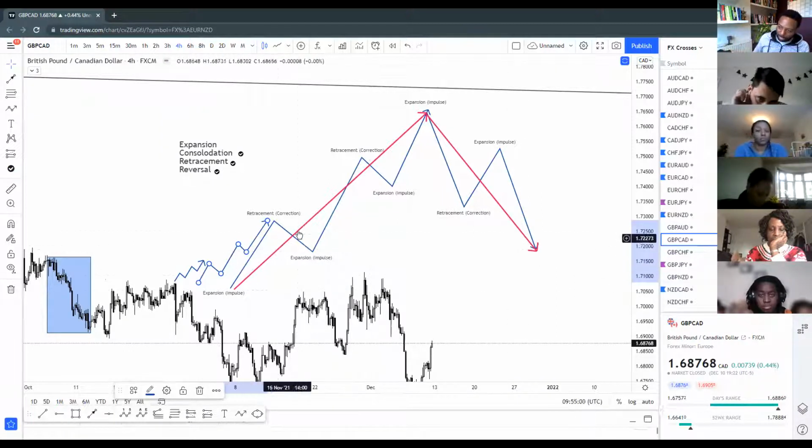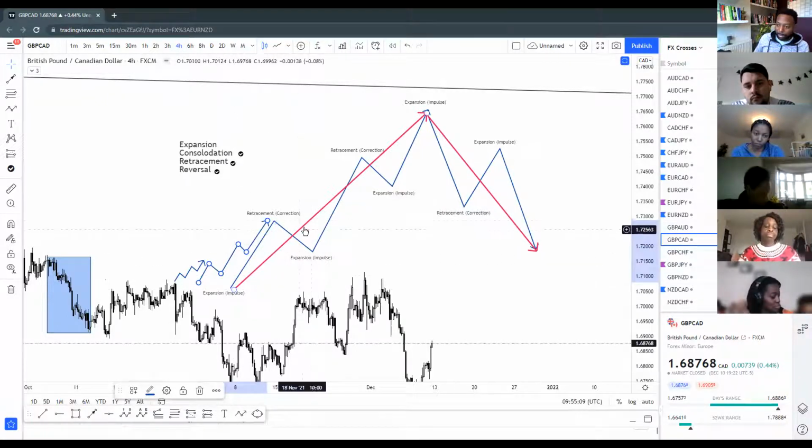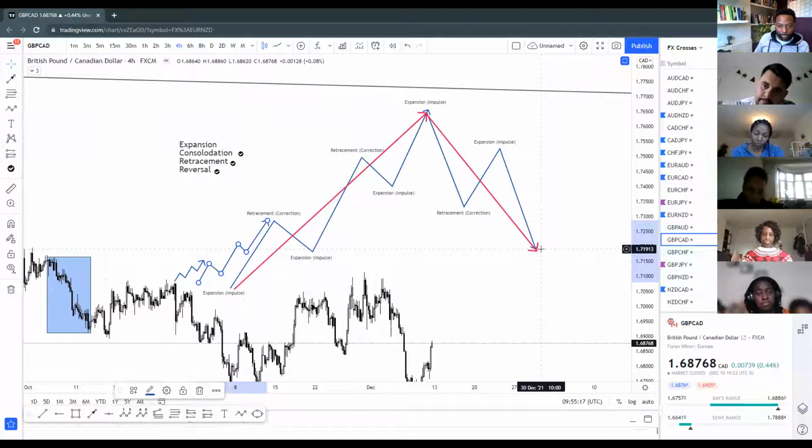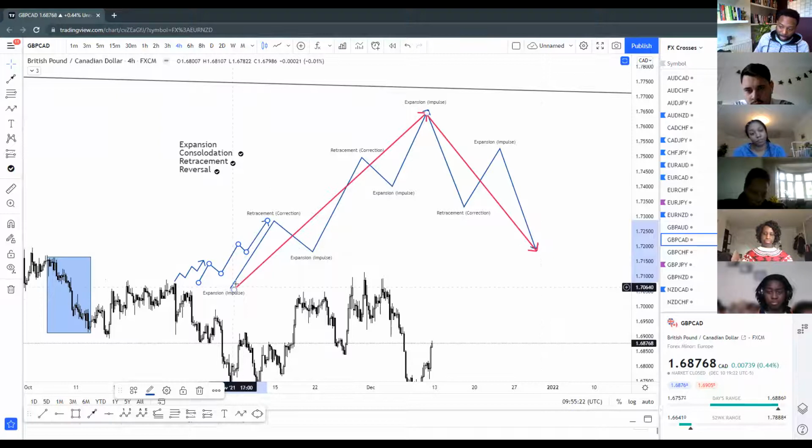Remember, what we're looking at right now is the 4-hour chart. But on the daily chart, what you actually see is one big impulse and one big correction. Maybe it would be better to say that on the daily chart you see an impulse and then a correction, but that can be broken down into a 4-hour series of impulses and corrections, expansions and retracements, same thing.